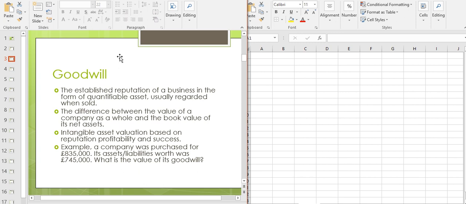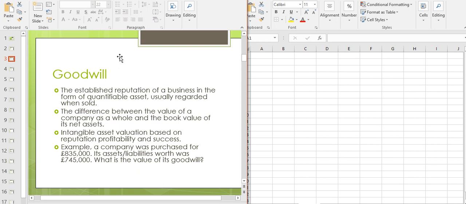Okay, other than looking at its assets and liabilities, you've got to look beyond that. When you value a company, you don't just value a company based on assets and liabilities, you value it in terms of what it can bring you in the long term. And for businesses that are looking to sell, they will charge a premium goodwill.